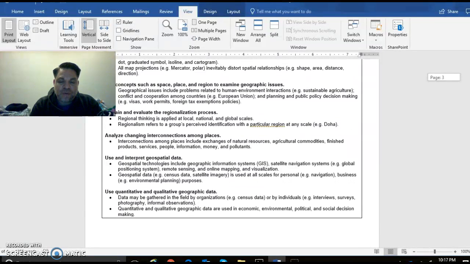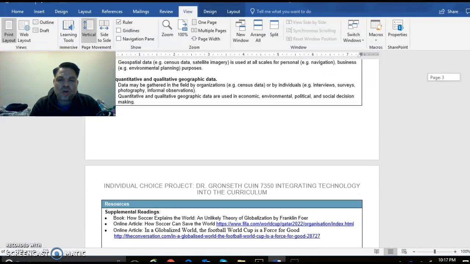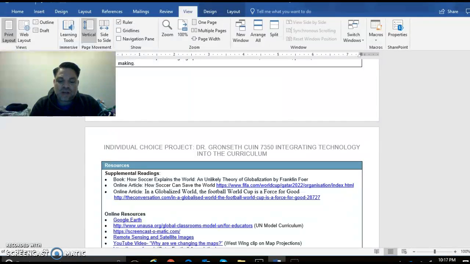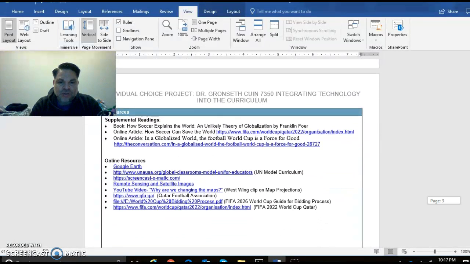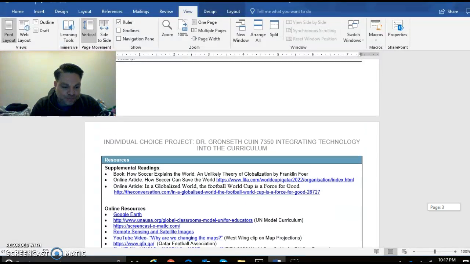So as you see here will be the different objectives, the different types of terminology, and just the different types of activities that students are going to embed themselves in throughout this 6 weeks unit. In addition to that, you will also see the different types of supplemental readings and different types of online sources students will be able to use as they are putting together their projects.